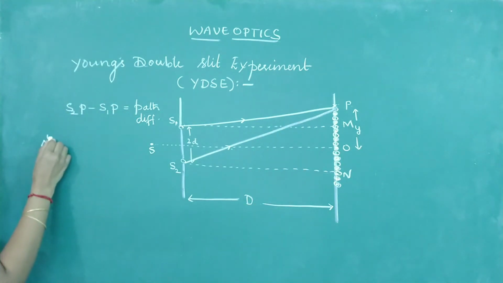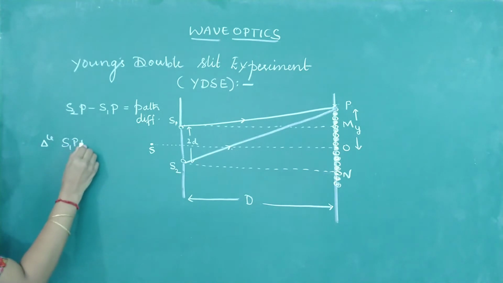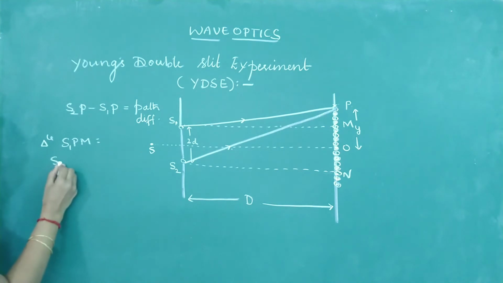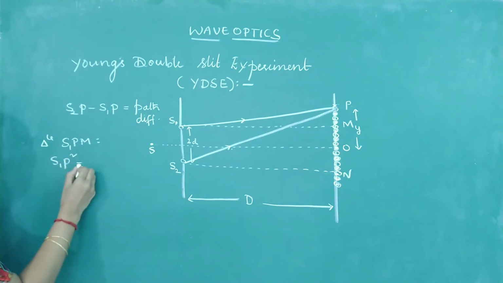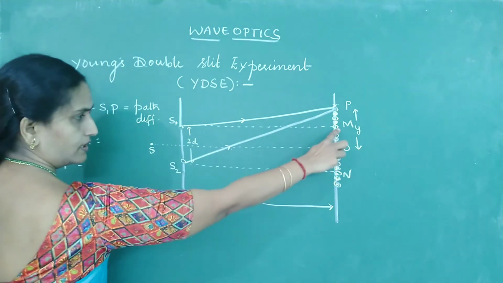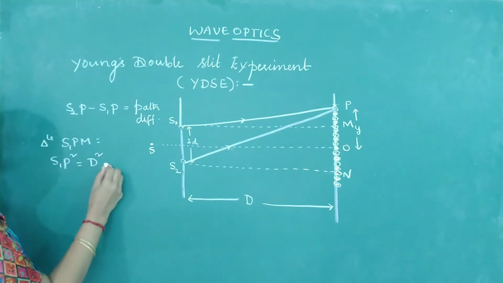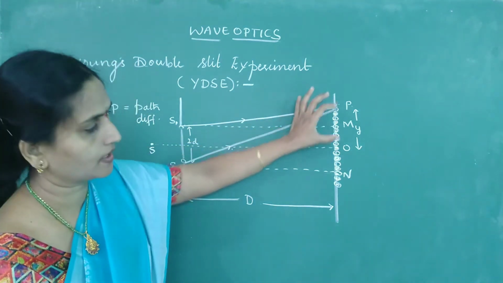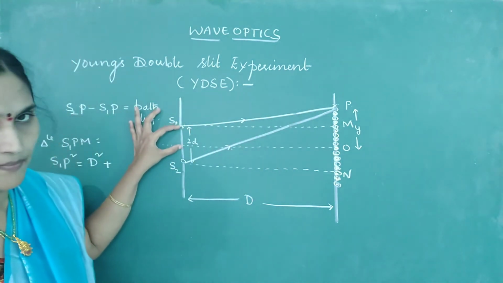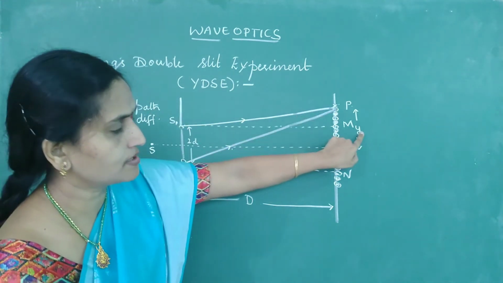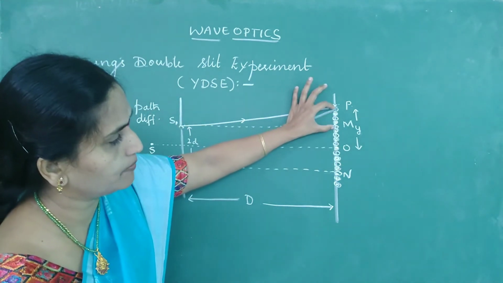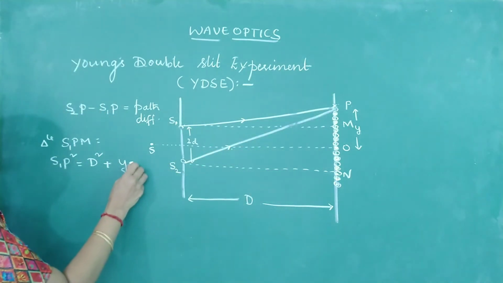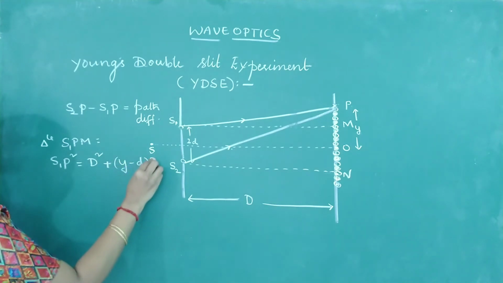From triangle S1PM, S1P is the hypotenuse. So S1P square should be equal to S1M, that is D square, plus, what will the distance from M to P be? O to M the distance is d. O to P distance is y. So I can write M to P distance as y minus small d. So write it as (y minus d) whole square.